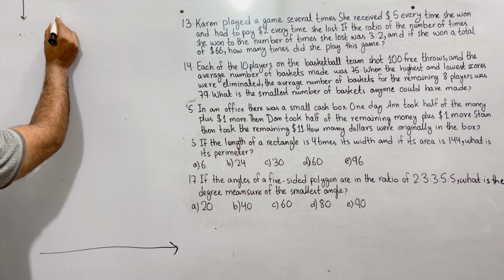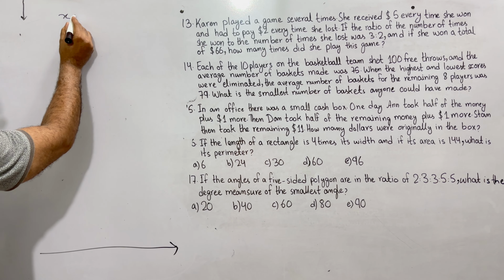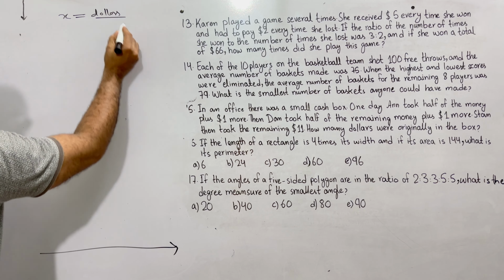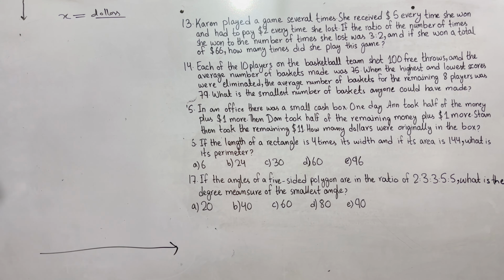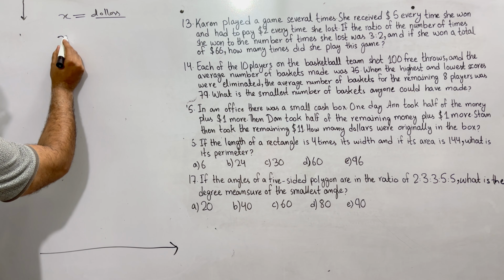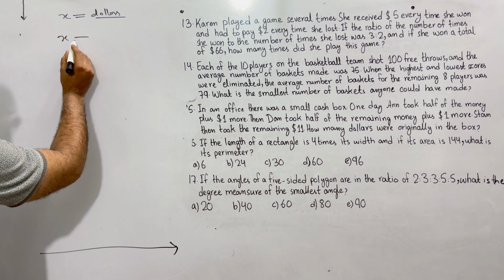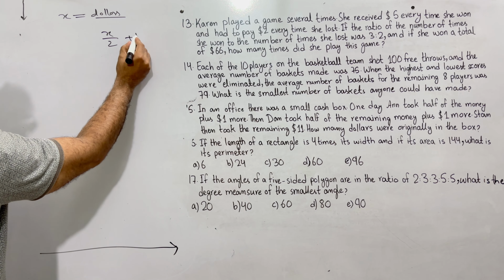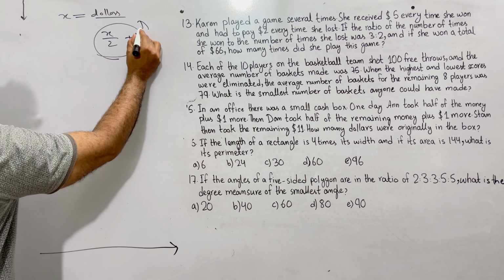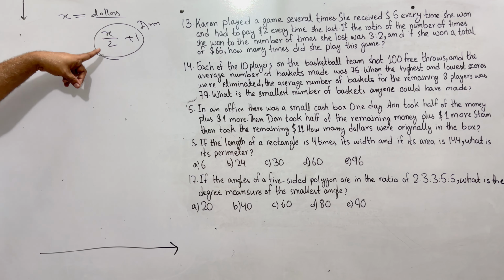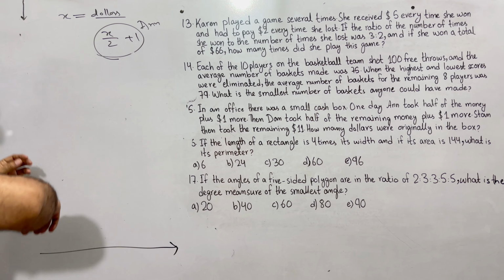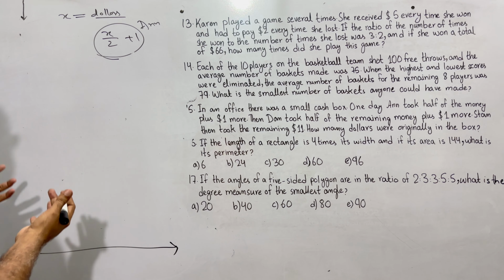Suppose the box contains X dollars. How much did Ann take? Half plus 1. Half of the money, X over 2 plus 1. Ann took half of the money plus 1.